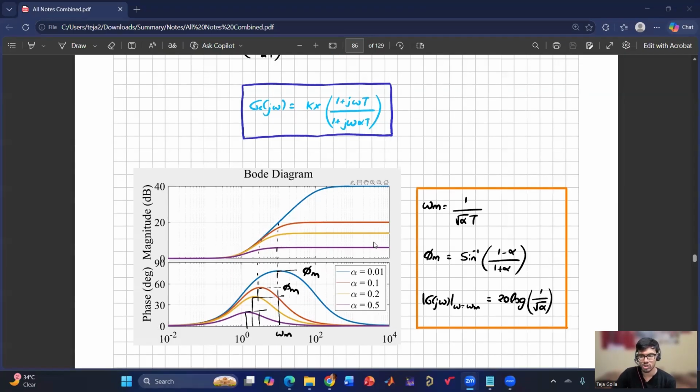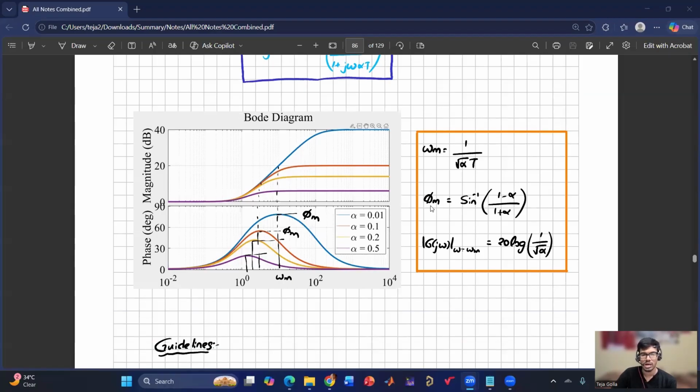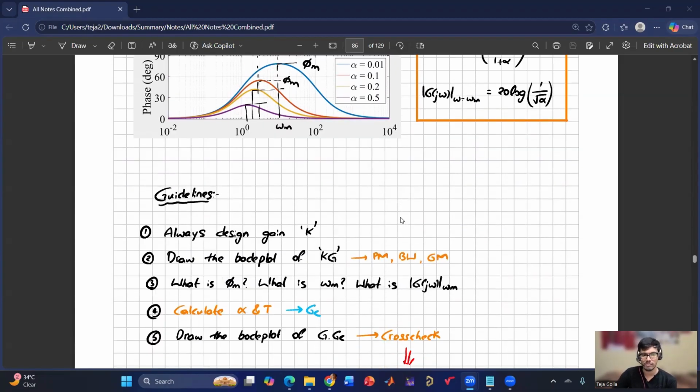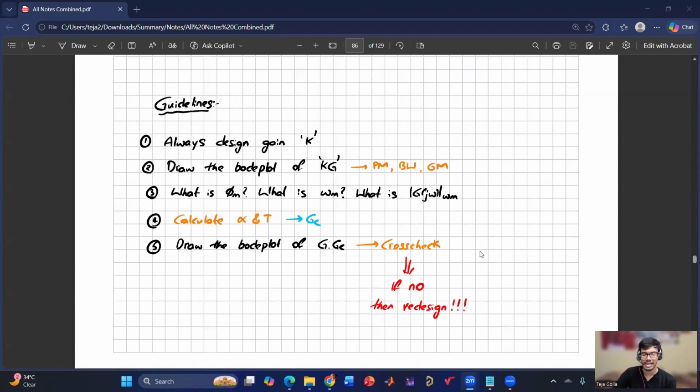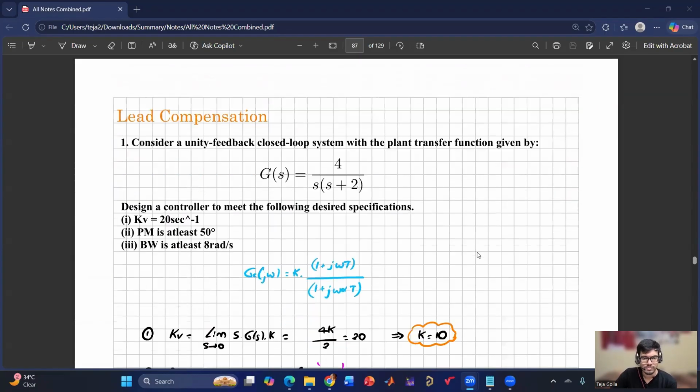I have also pasted it here. Depending upon alpha, the magnitude at the higher frequency will increase, as well as the phase boost that it will provide. So depending upon our requirement, alpha will vary. And these are the step by step guidelines. Again, I'm not going through them in detail.